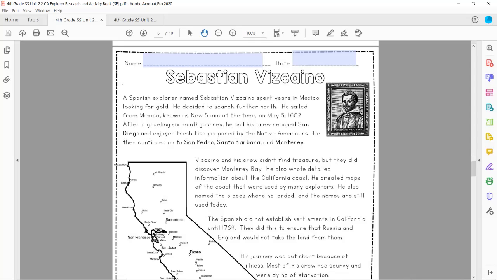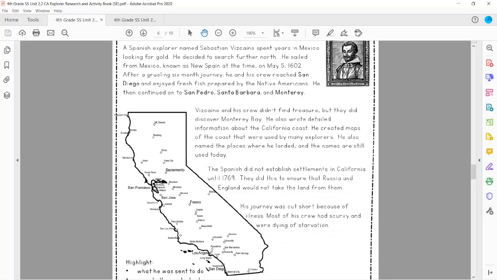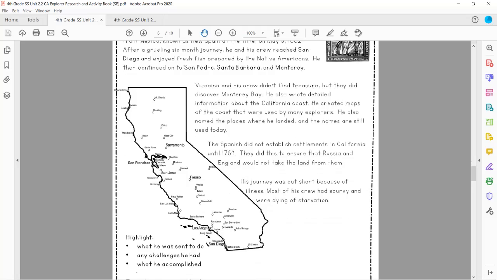Vizcaíno and his crew didn't find treasure, but they did discover Monterey Bay. He also wrote detailed information about the California coast. He created maps of the coast that were used by many explorers. He also named the places where he landed, and the names are still used today. The Spanish did not establish settlements in California until 1769. They did this to ensure that Russia and England would not take the land from them. His journey was cut short because of illness. Most of the crew had scurvy and were dying of starvation.